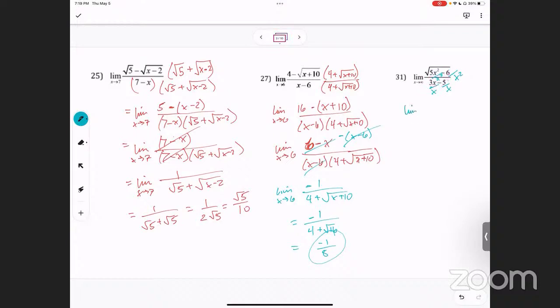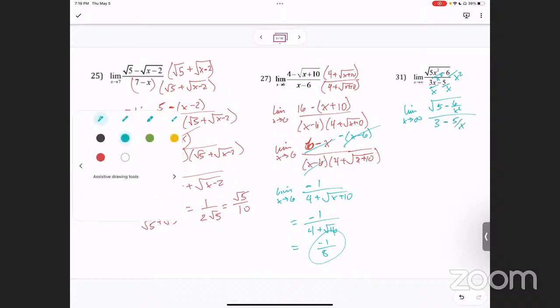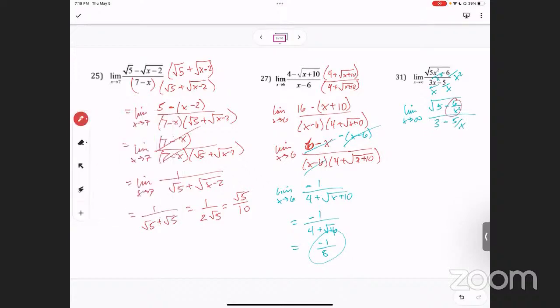So that means I have the limit as x goes to infinity of the square root of 5 minus 6 over x squared, all divided by 3 minus 5 over x. And then all of these things just go to 0. That goes to 0, and that goes to 0. I just don't know that you said the right answer to me. Did you say the square root of 5/3? Yeah. So the limit would be the square root of 5 over 3.